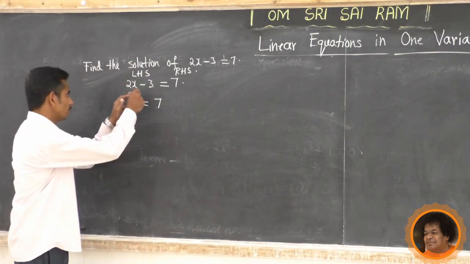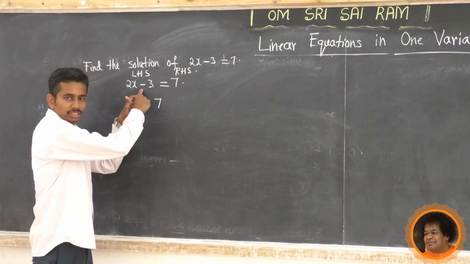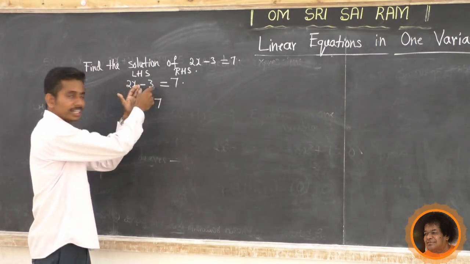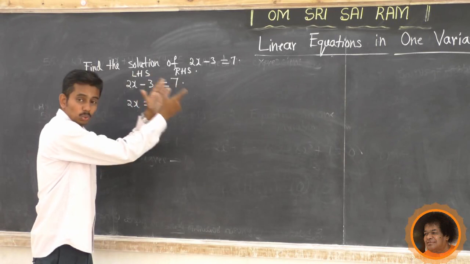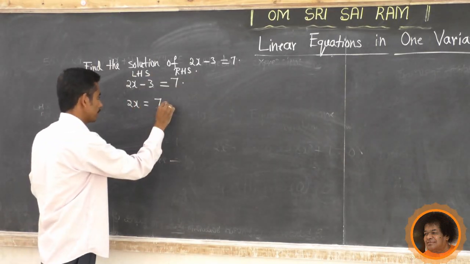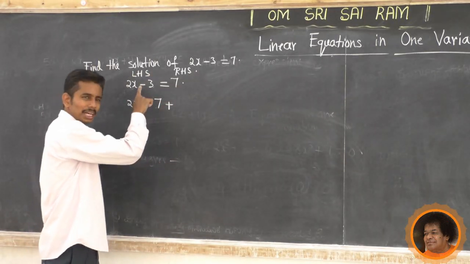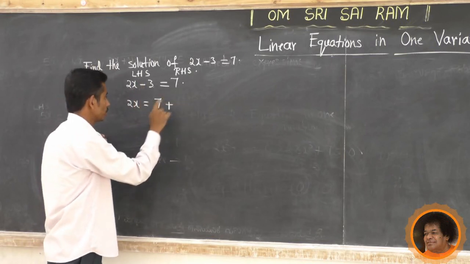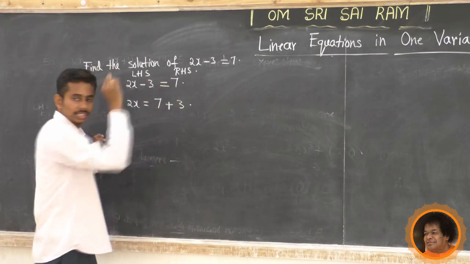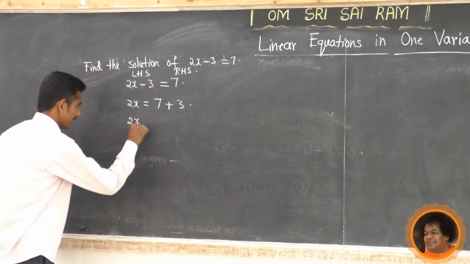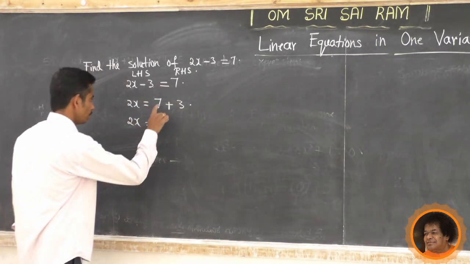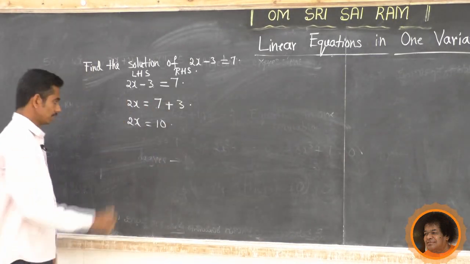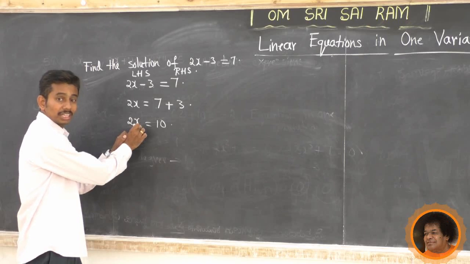So now in 2x minus 3, there is a subtraction. While transposing minus 3 from the left hand side to the right hand side, minus becomes plus, or subtraction becomes addition. So 7 plus 3. Write 2x as it is, equal to, what is 7 plus 3? It is 10.